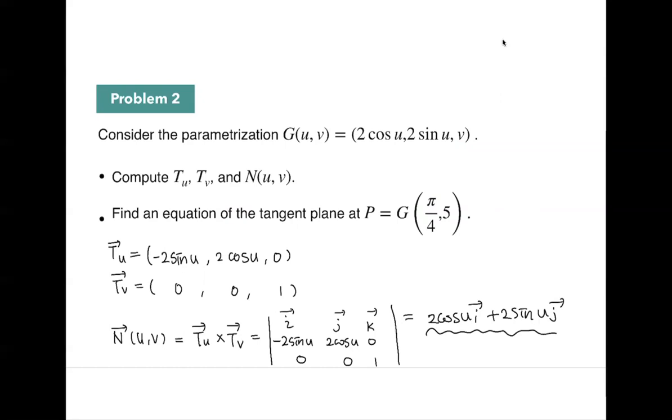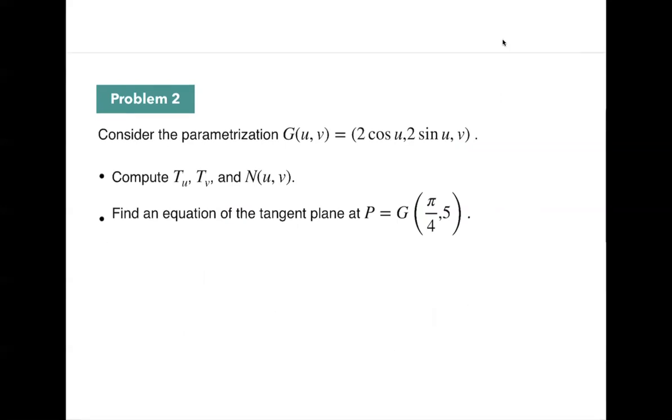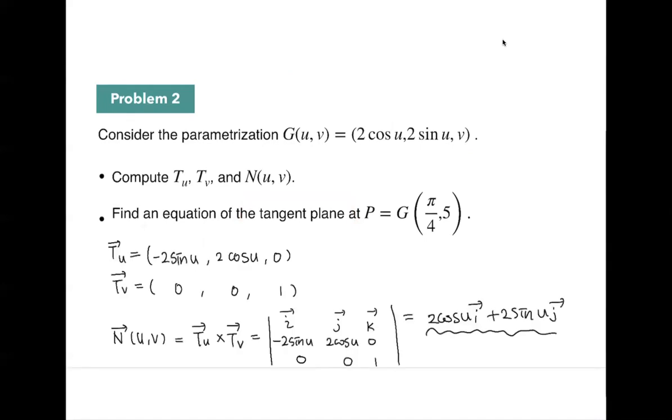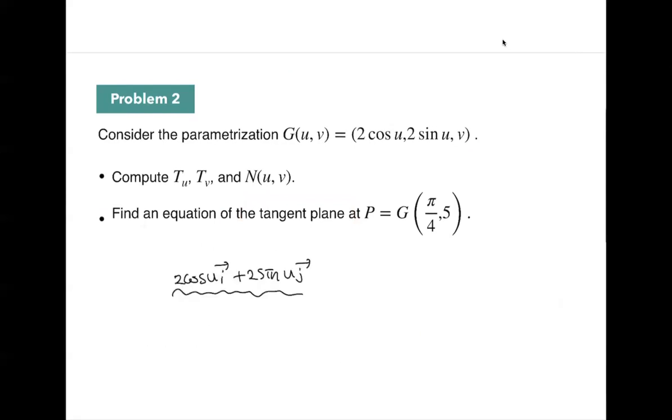And then we want to find the equation of the tangent plane. Just a minute. Do we have, yes, we have one more page here. So we want to find the equation of the tangent plane. And since we have a normal vector, actually here we have the normal vector 2 cosine u, 2 sine u.